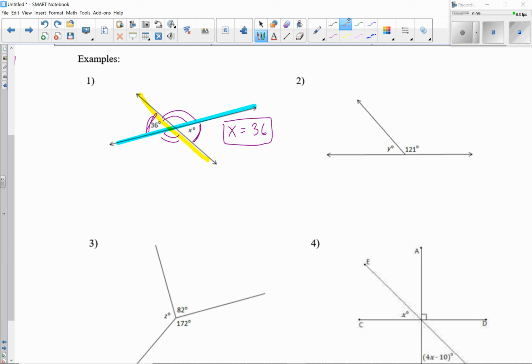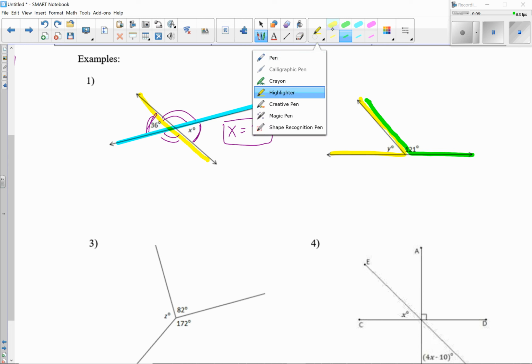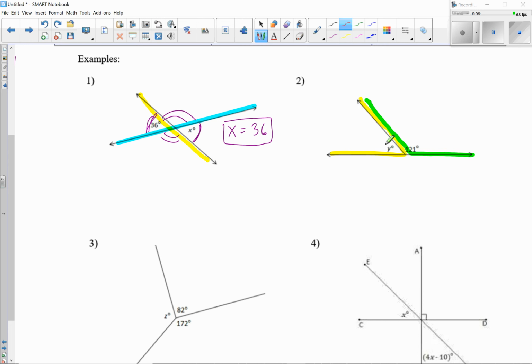If you look at example 2, again we've got a straight line with a ray coming out of it, or you can identify it as two separate angles. So we've got this angle here, angle Y, and this angle here, which is 120 degrees. If I'm looking to find out what Y is, I can say this angle plus this angle. Since it does form a line, I know that this has to add up to 180 degrees.